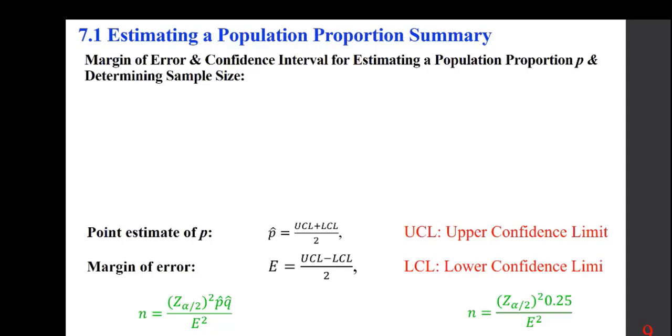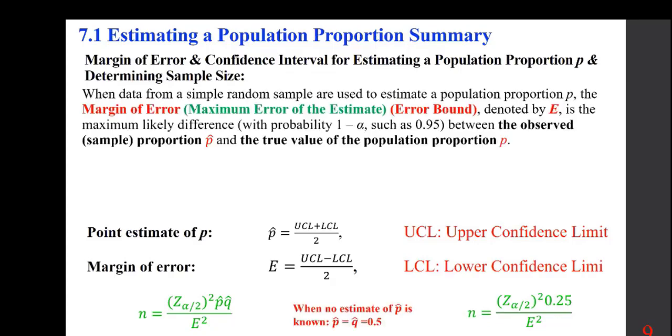Estimating a population proportion. Here's the summary of what's coming up. The first thing we want to discuss would be the margin of error and confidence interval for estimating a population proportion P and determining sample size. When data from a simple random sample are used to estimate a population proportion P, the margin of error, maximum error of the estimate, or error bound, denoted by E, is the maximum likely difference with probability 1 minus alpha, such as 0.95, between the observed sample proportion P hat and the true value of the population proportion P.